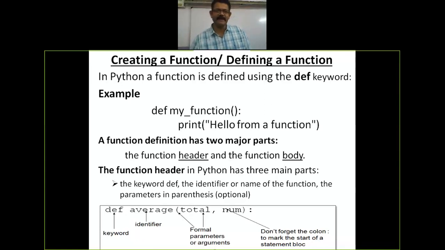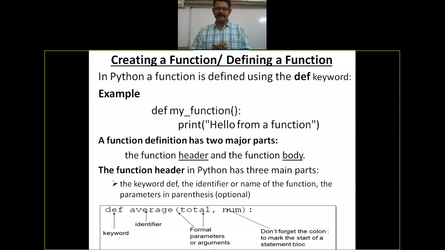Here you can see there is one more in the box, def average. So here average is the name of the function. Going back to the first example, def my_function. So this is the name of the function. After that there is a round bracket that is called parenthesis. You must use parenthesis only. Here inside the parenthesis nothing is written. And after that, the colon sign.